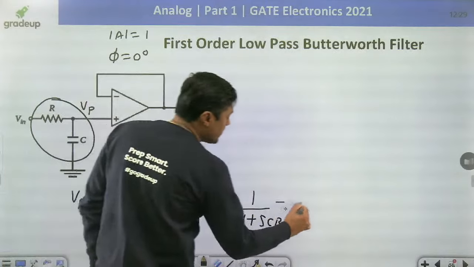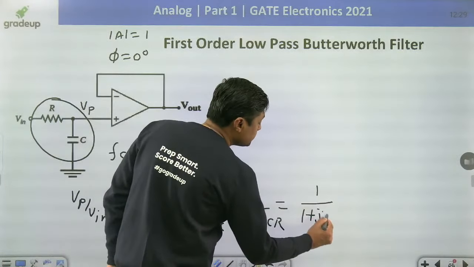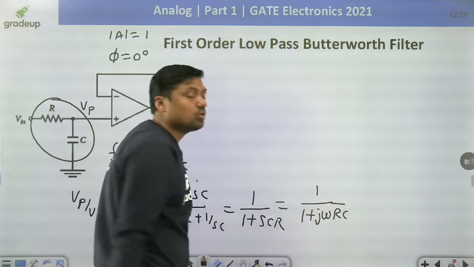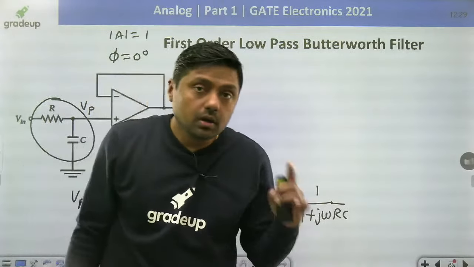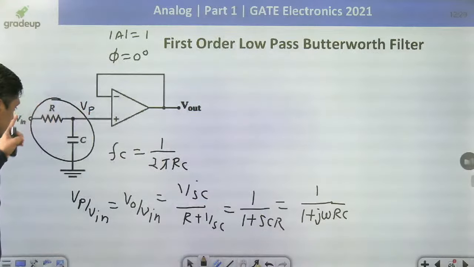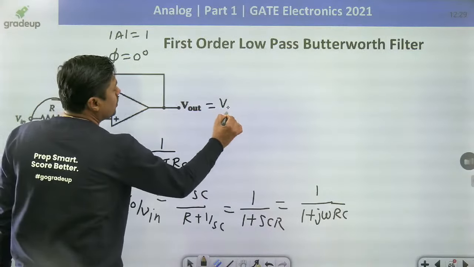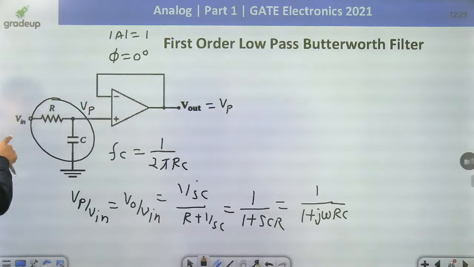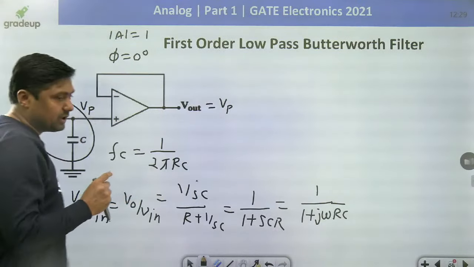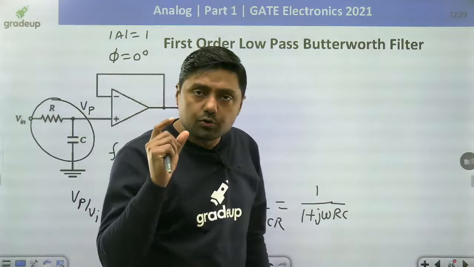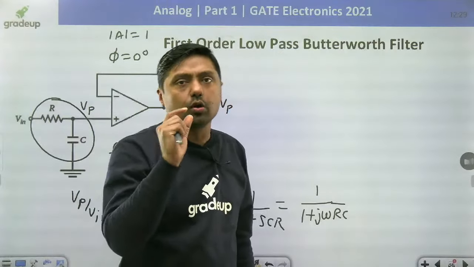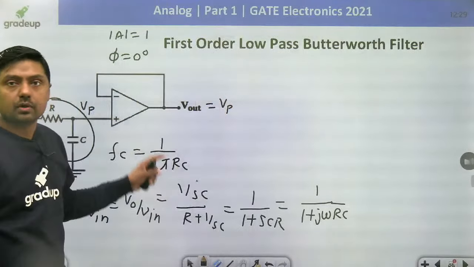And you can replace s by j omega, so 1 upon 1 plus j omega RC. Because s is equal to what? j omega. Very simple. Always remember, Vp is nothing but equal to V out. Voltage follower. You have to find the Vp in terms of Vin, and that will be the gain. It is simply a low pass filter. We are using the voltage follower here. Direct question from this diagram.